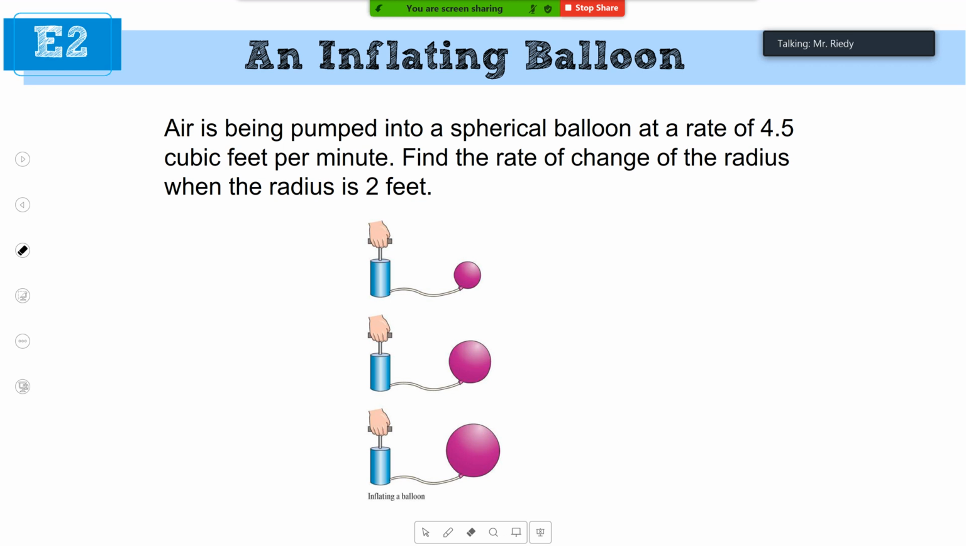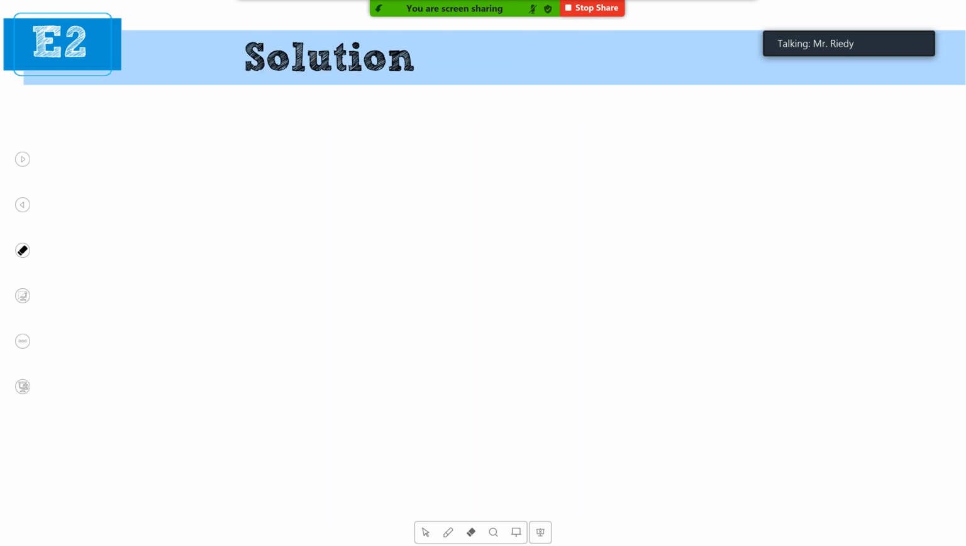Okay. So air is being pumped into a spherical balloon at a rate of 4 cubic feet per minute. Find the rate of change, we've heard that phrase before, of the radius when the radius is 2 feet. Okay? And then there's a picture. All right, so I started by drawing a picture. It's not a great picture of a sphere. Give me a break, will you? It's a circle with a radius of r, which is actually a sphere, but who cares?